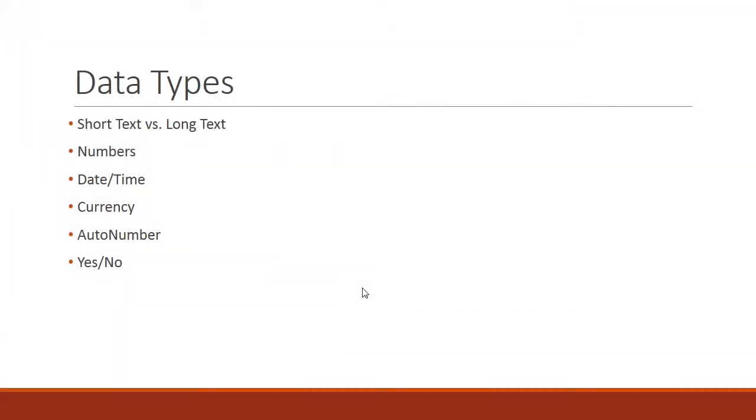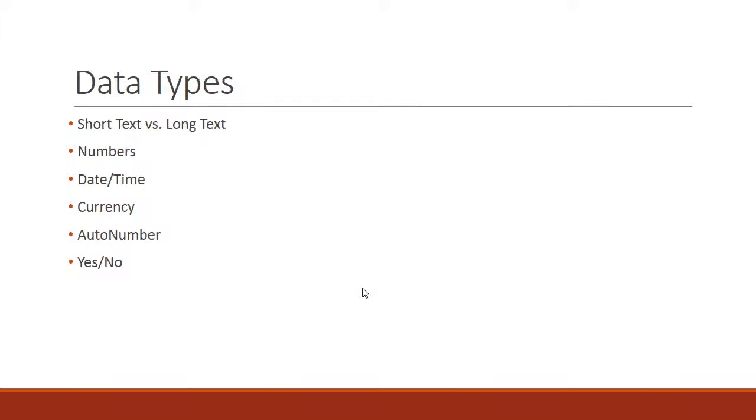So Access has several data types that we can work with. I have 6 here, but there are more. For this particular tutorial and this particular database, we don't really need to worry about any of the other ones. What we're really focused on is short text and long text, numbers, date/time, currency, auto number, and yes/no. Now short text and long text are both text, both alphanumeric, numbers and letters. The only difference is that short text is limited to 255 characters. I think that is 1 byte. And long text is not limited to any specific amount.